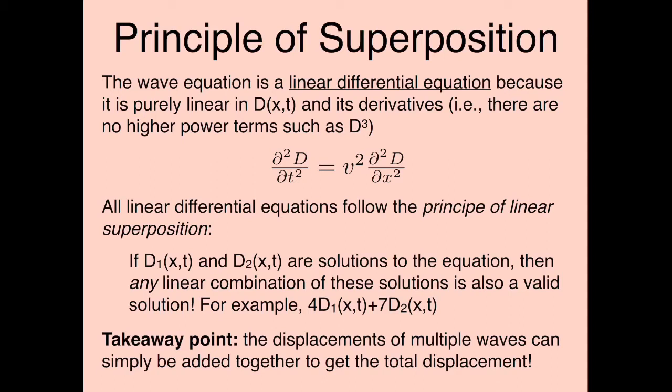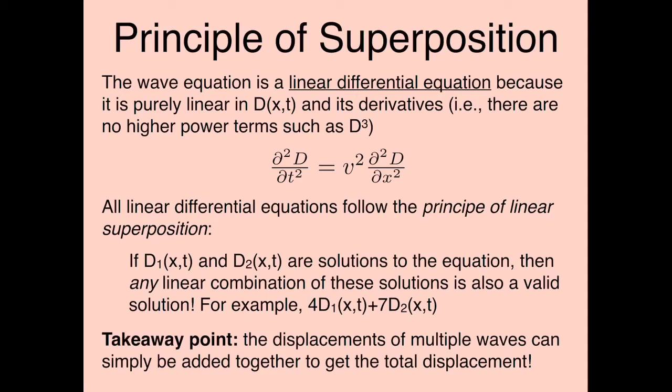We call it linear because the equation is purely linear in terms of the function d and its derivatives. So we don't have any higher power terms like d to the third power or d squared. Everything in the equation is just taken to the first power, meaning it's linear. So when we have the second derivative here, that's just to the first power. It's not being squared or cubed or anything like that. And when we have the second derivative here, again, that's just taken to the first power. So this is a linear differential equation.